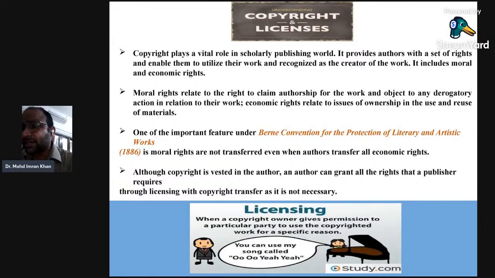I will be discussing only one aspect of IPR, that is copyright. Copyright plays a vital role in the scholarly publishing world. It provides authors with a set of rights and enables them to utilize their work and be recognized as the creator of the work. It includes moral and economic rights, right?